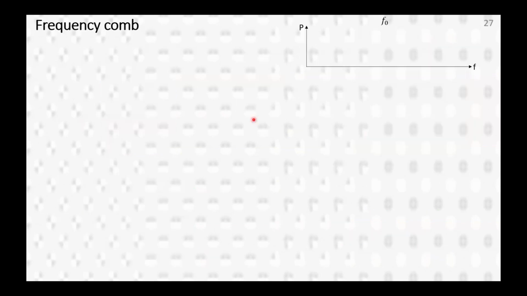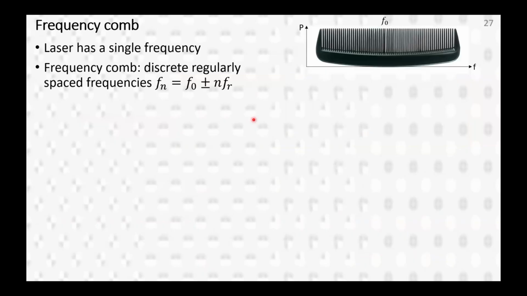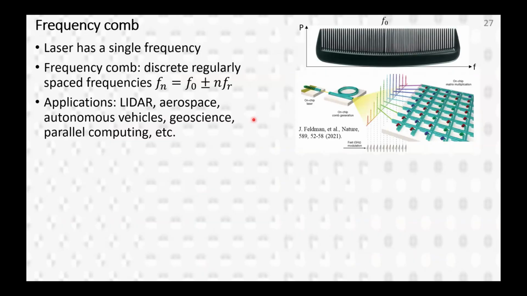And I thought, oh, that kind of looks like frequency combing. We're all familiar with a laser, which has a single frequency, but a frequency comb has discrete, regularly spaced frequencies around that carrier frequency. This has applications in things like LiDAR, which was used to measure exoplanets around different stars in other solar systems. It could be used for autonomous vehicles, geoscience, and parallel computing.